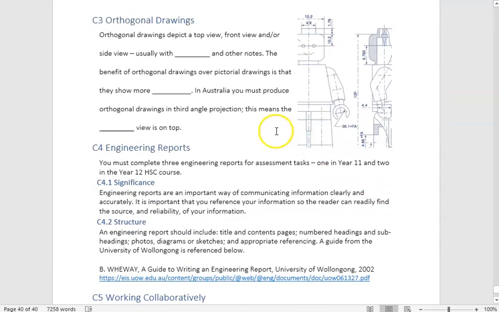Okay, orthogonal drawings. Orthogonal drawings depict a top view, front view, and or side view, usually with dimensions and other notes. Dimensions is what goes in there. See how we've got some dimensions for our Lego? The benefit of orthogonal drawings over pictorial drawings is that they show more detail. In Australia, you must produce orthogonal drawings in third angle projection. That probably should have a hyphen, but sometimes I feel a little hyphen happy. This means that the top view is on top.